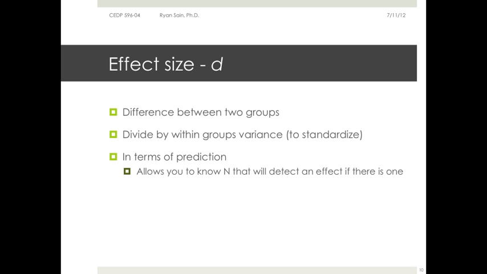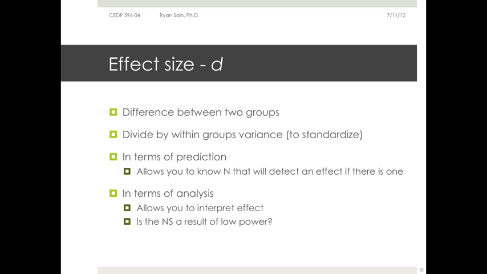So what we typically see in psychology, though, is medium to low effect sizes, so usually not these really big ones. Right? So in terms of prediction, we can use effect size ahead of time to inform us how to build our study, which is all about getting back to that power analysis. But in terms of analysis, it allows you to interpret your effect, right? It allows us to understand the meaningfulness of the statistic.